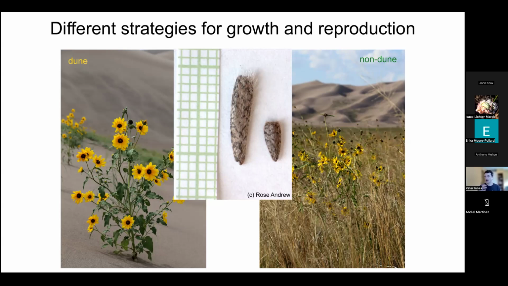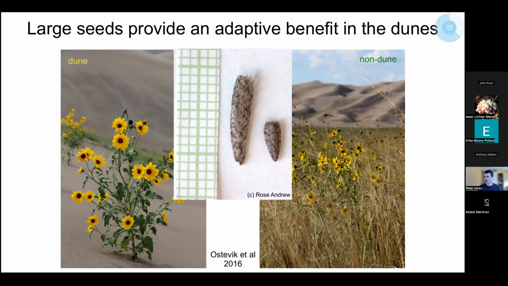Whereas in the non-dune ecotype, the seeds are much smaller, but it's more beneficial to produce a lot of them. And this has been shown really beautifully by Kate Ostevik in a reciprocal transplant experiment, showing this really strong adaptive benefit of larger seeds in the dunes, seemingly to aid with seedling provisioning.